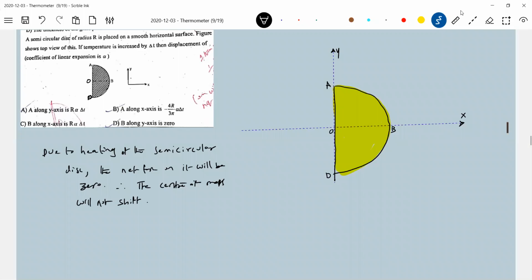So where is the center of mass? Anybody? 4r by 3 pi, no? So we know OC, the center of mass, is 4r by 3 pi. What will happen to B? B will not shift along the y-axis. Delta YB, let me write all the things, will be 0. Center of mass, will it shift along x, along y? No, it will not shift along the y-axis, nor along the x-axis here. So delta yc is 0, delta xc is 0.